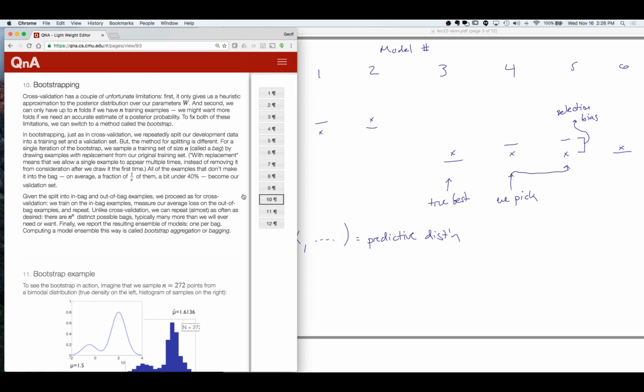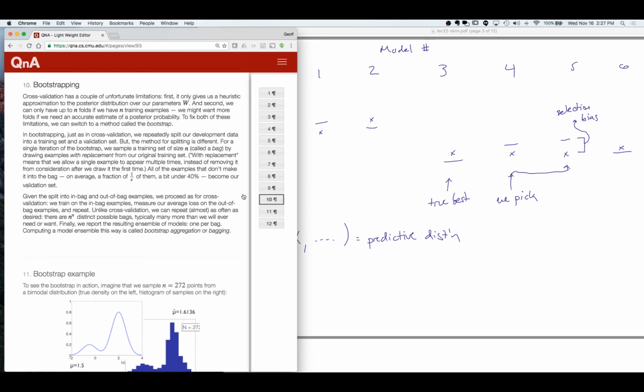And then bootstrapping is just like cross-validation. We train on the in-bag examples, and then we measure our loss on the out-of-bag examples, and we do that over and over again until we have enough estimates of our error. And unlike cross-validation, we can repeat almost as often as we want because there's a very large number of possible bags that we could sample, and so we're probably not going to run out of bags.